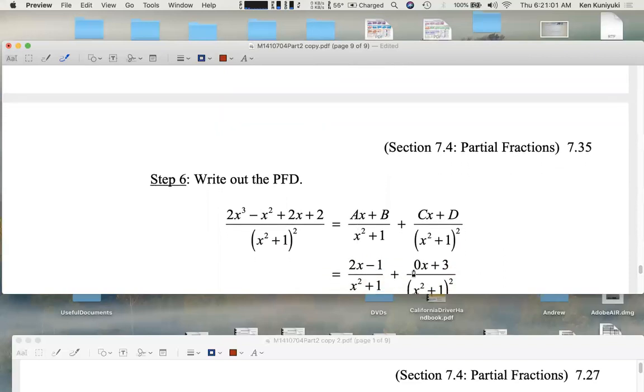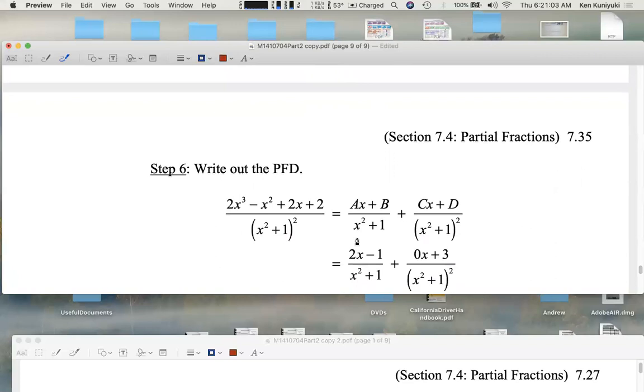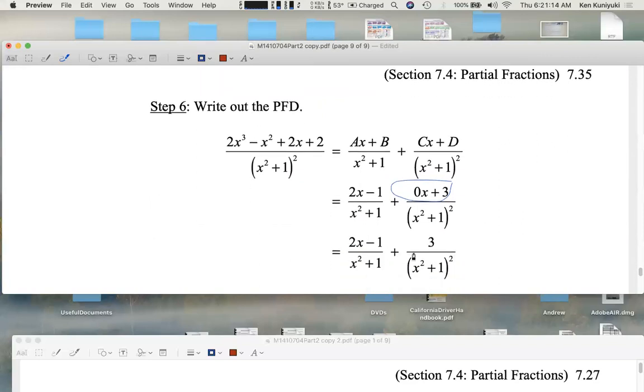If you plug in these values for A, B, C, and D, you get this. What does that top become? 0x plus 3, just plain old 3. And we're done here. We didn't do any long division, so we didn't have any extra pieces over here, like that x minus 1. This is it. Of course, you can switch the fractions: 2x minus 1 over x squared plus 1, plus 3 over the square of x squared plus 1.